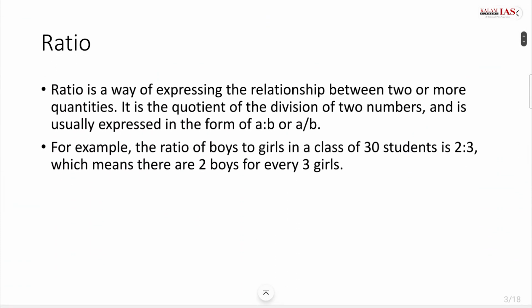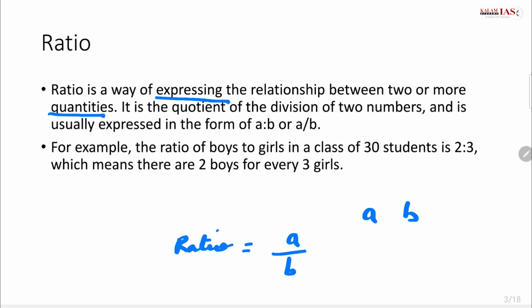So our today's topic is ratio, proportion and variation, and later on we will see simple and compound interest also. Coming to ratio, it is a way of expressing the relationship between two or more quantities. It is the division of two numbers. That means if there are two numbers a and b, the ratio is represented by a divided by b. So this is the definition of ratio, and it is usually expressed in the form of a by b or a is to b. Let's see an example.